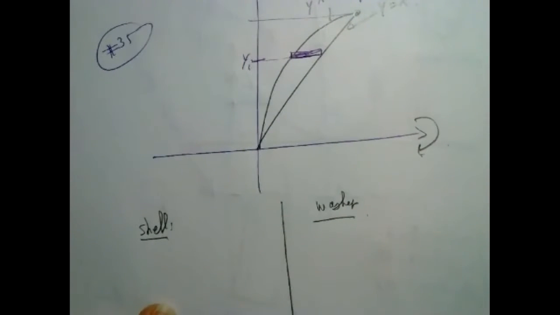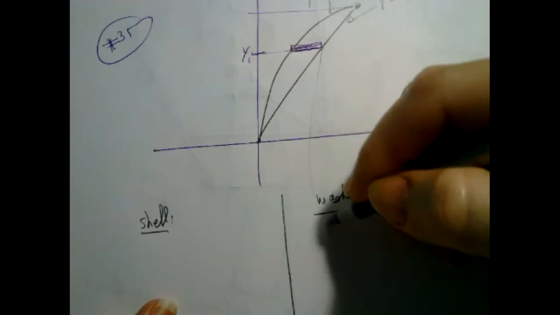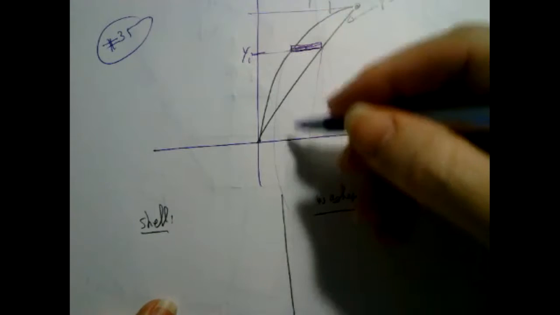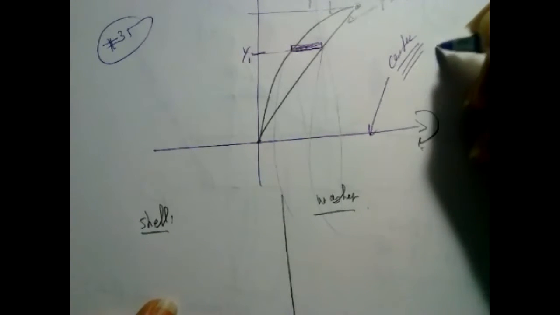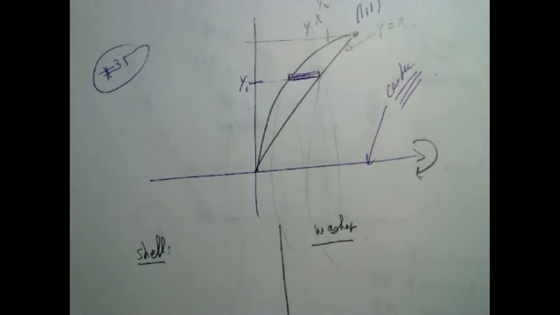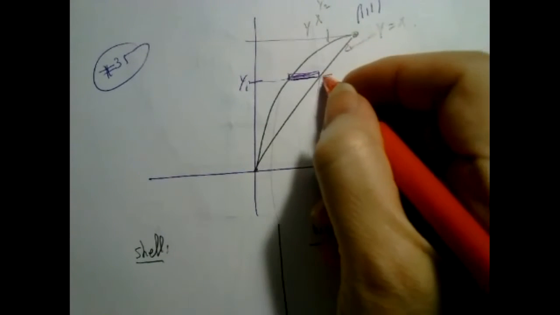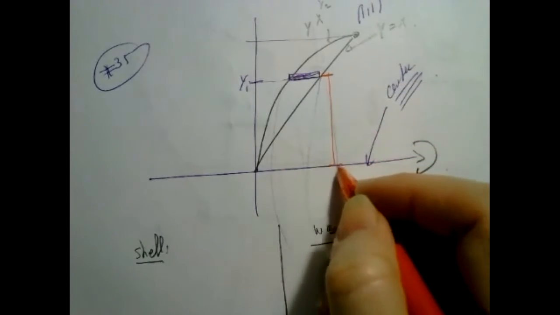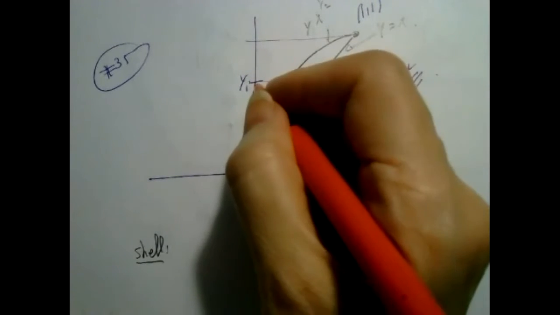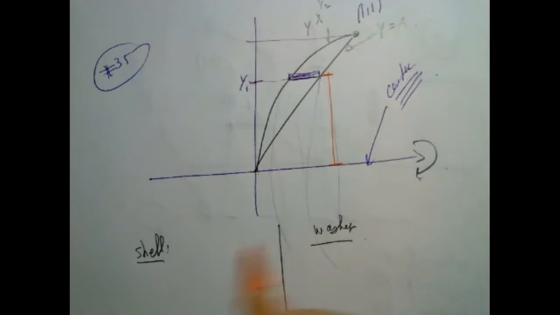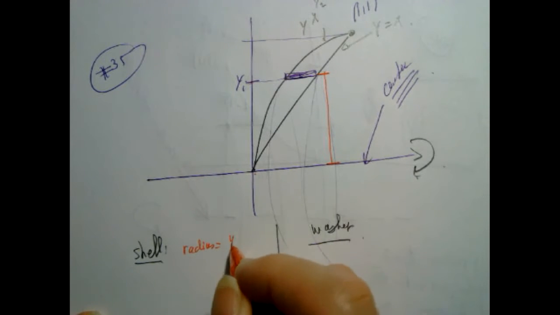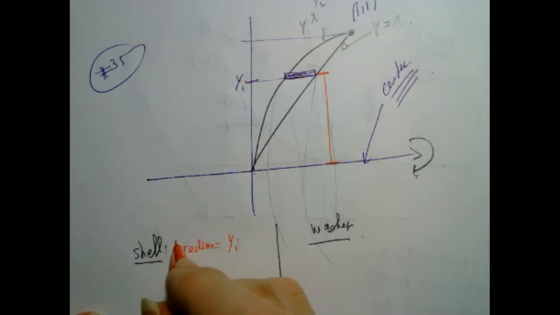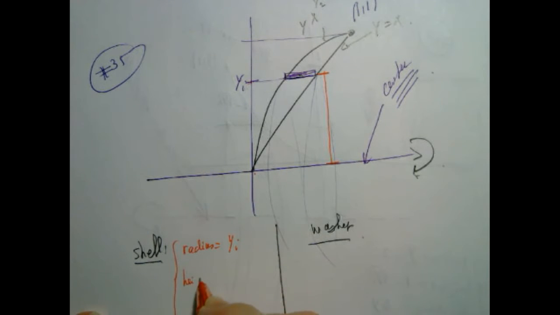So now we're going to rotate this. This is my shell right here, and this is my center of rotation. My radius for the shell has to go from the center of rotation all the way to the edge, from here to here. So my radius is simply y. And my height?